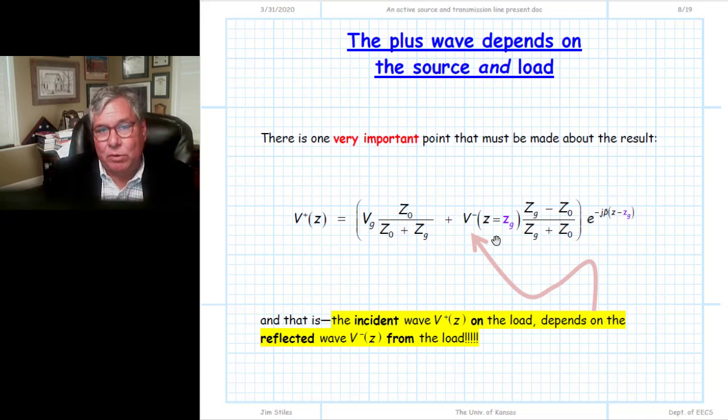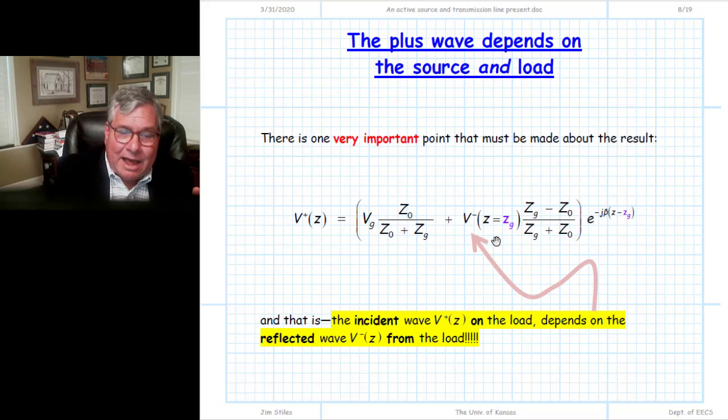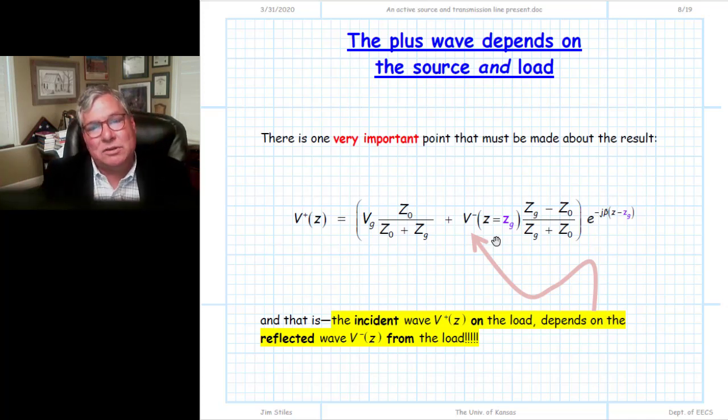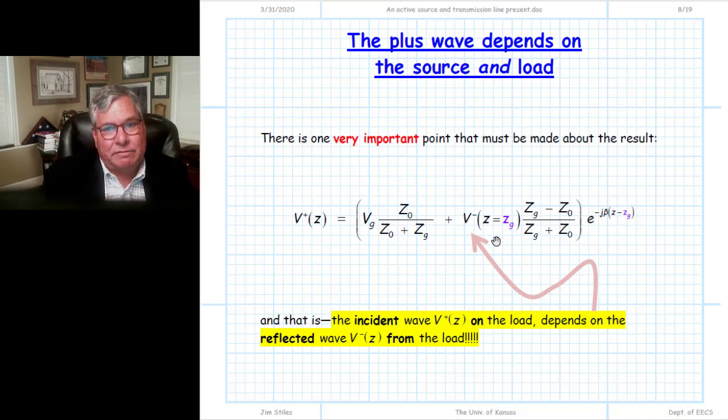The minus wave voltage. And so we see that the minus wave voltage, the voltage that is moving back from the end of the line, back toward the source, if we had a load down there, we would say it's the reflected wave, it affects the plus wave voltage. What's coming back toward the source affects what's propagating outward from the source. And that's a very important point.